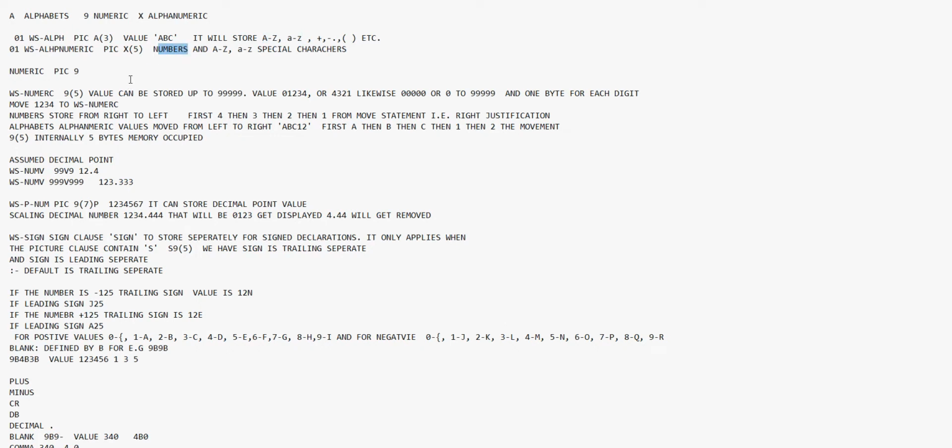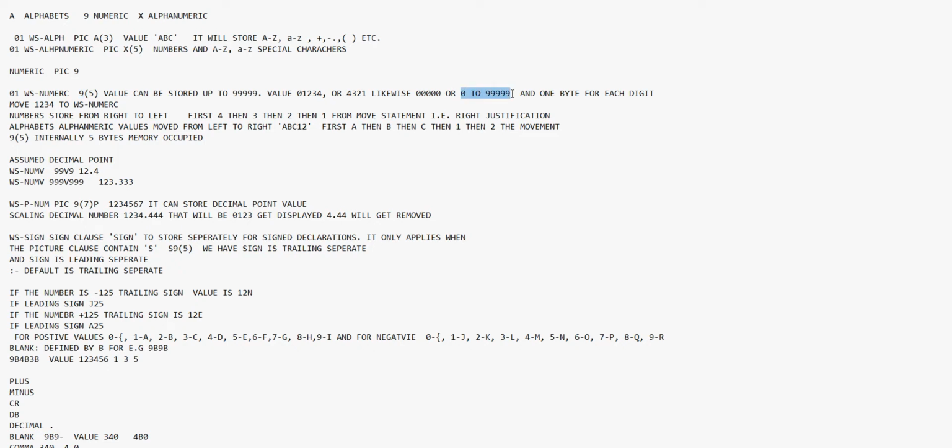Today in this video, basically I wanted to cover numeric data types. We'll see the different data types and different ways of storing and displaying data. If I mention a variable 01 WS-NUMERIC PIC 9(5), this means 5 digits of numeric value we can store. 9 means numeric data type, you can remember this. If you mention 12345, it will store 12345. And the value range is 0 to these five 9s.